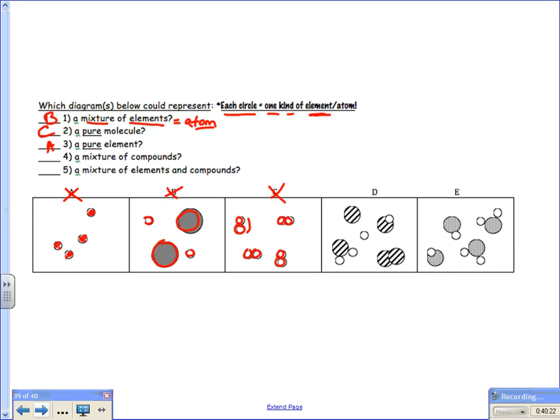And now we're down to 4 and 5. 4, a mixture of compounds. Compounds are more than one element bonded together. And now a mixture is different kinds of these compounds. So that would be letter E. Here's one kind of compound. Here's another kind of compound. So E is correct. And then by default, of course, we have D for the last one, which is a mixture of single elements and compounds.